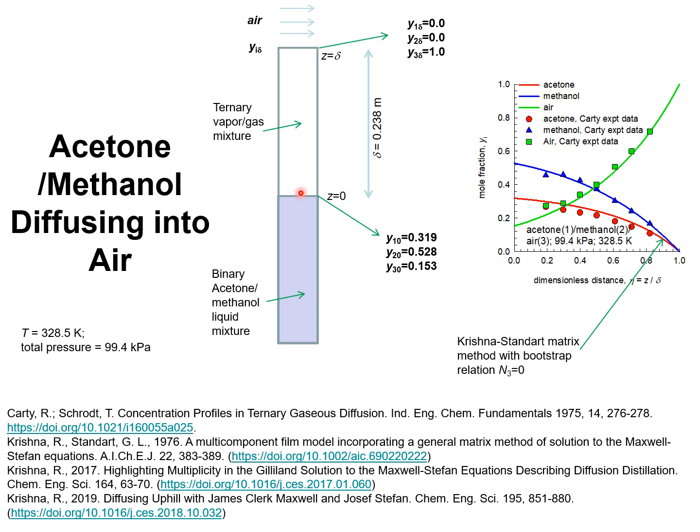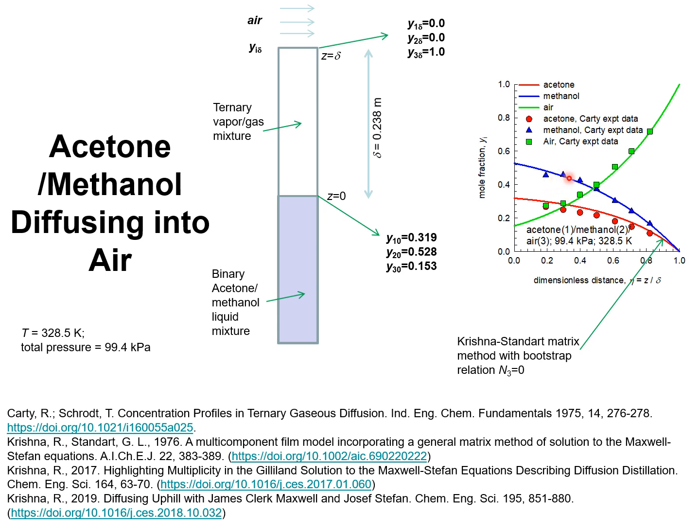The compositions of acetone and methanol in the vapor phase in this portion of the tube were measured experimentally and plotted here by these symbols. Red circles are the compositions of acetone. It decreases to 0 at the top of the tube. This is the length along the tube, from Z is 0 to Z is delta. This is the dimensionless distance eta equals Z divided by delta.